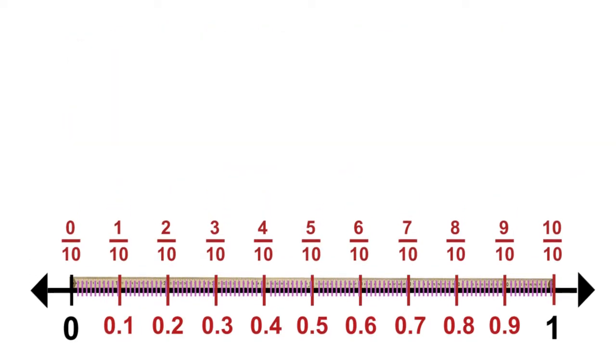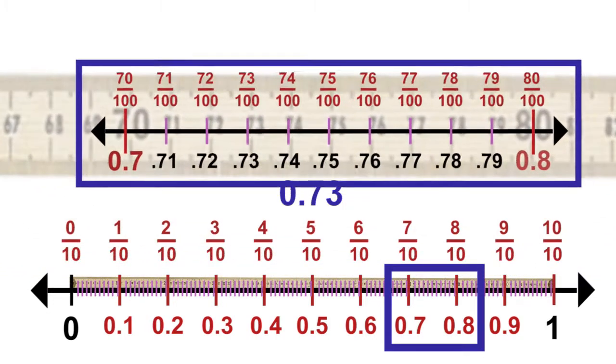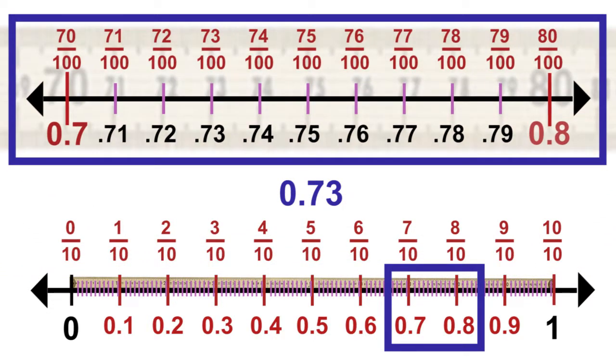Let's try placing a decimal on the meter stick number line. 73 hundredths. To find the decimal, let's narrow down its location by determining what 2 tenths it is between. It is larger than 7/10 and smaller than 8/10. Next, let's create a magnified number line for the section between 7/10 and 8/10, or 70 hundredths and 80 hundredths. Now mark the 73 hundredths spot.